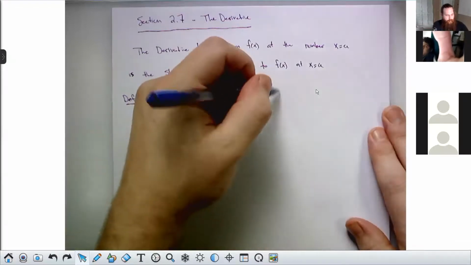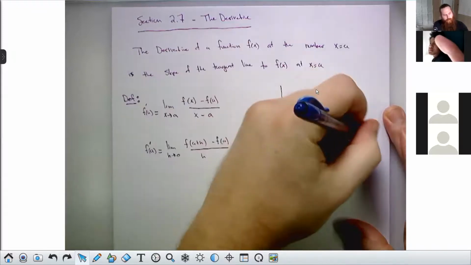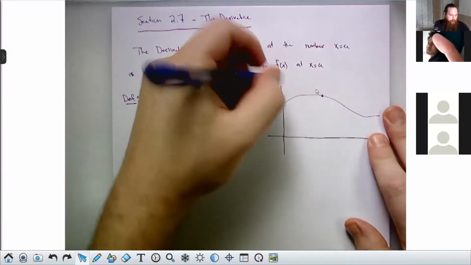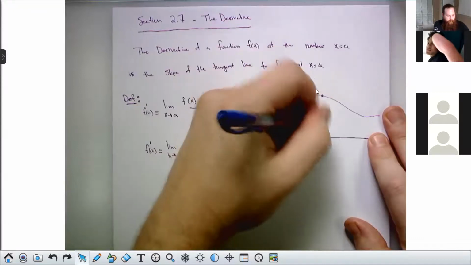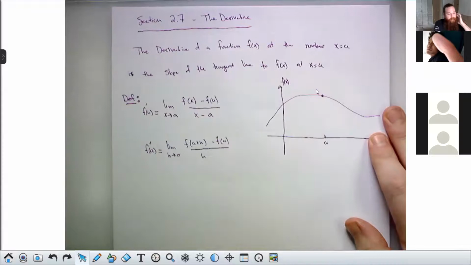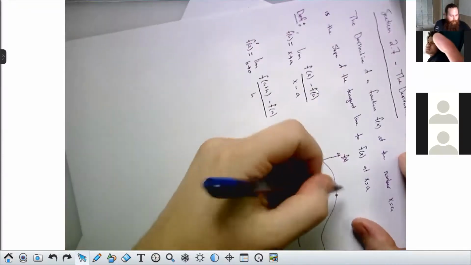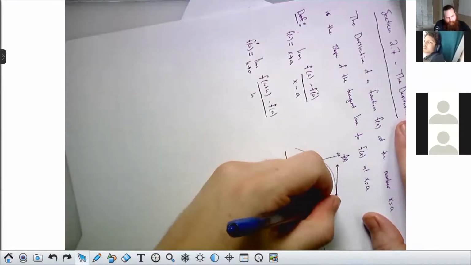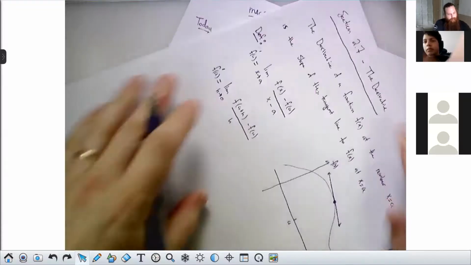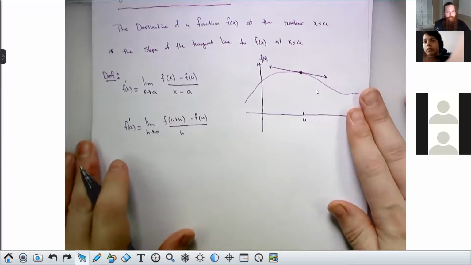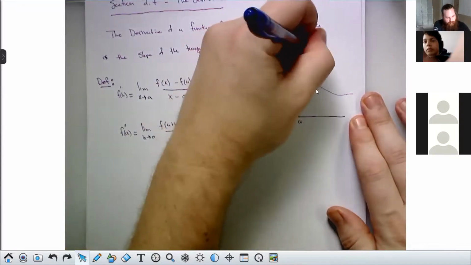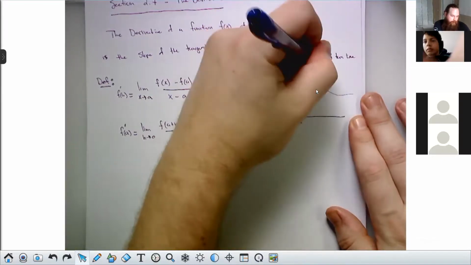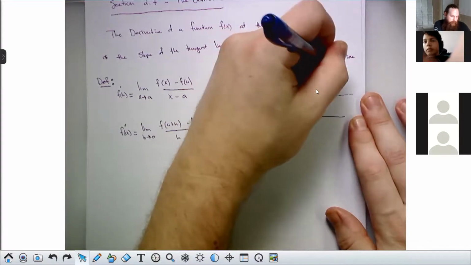And the picture here is like this. Here's your function f of x. Here's your number a. The tangent line is the unique line that goes through that point and has the same rate of change as f of x at that point. So the slope of this tangent line is f primed of a.